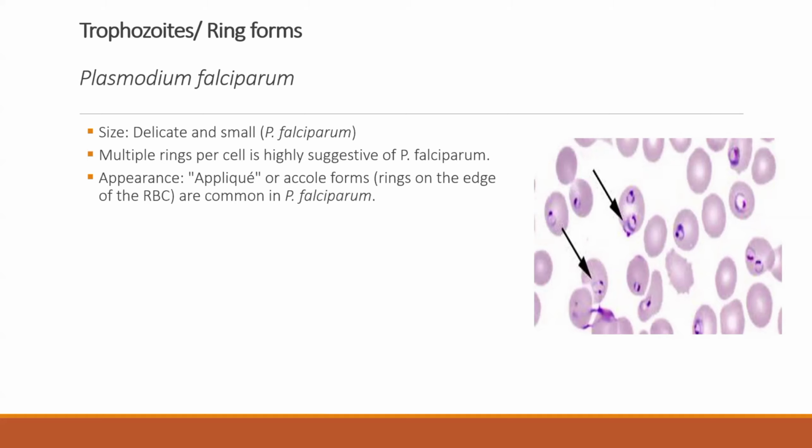So when we look at this, we can see the delicate forms of P. falciparum. You can see the multiple rings inside an RBC. We can see double chromatin dots in a parasite. So this is a presentation of P. falciparum. And then also P. falciparum, they tend to be found on the edges of an RBC. Even if you look at the images, you can see some of them are found on the edges of an RBC.